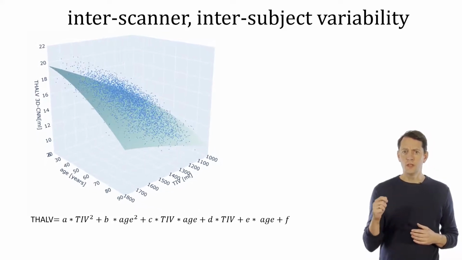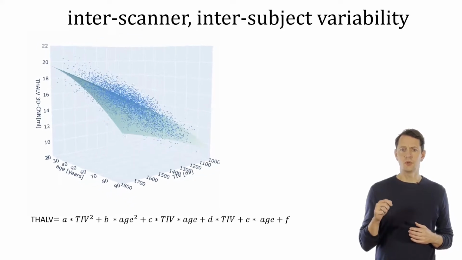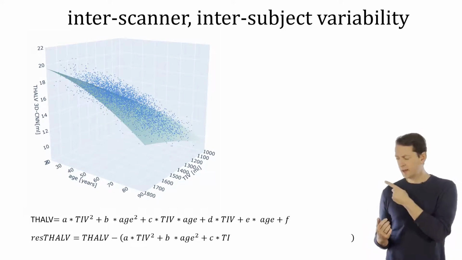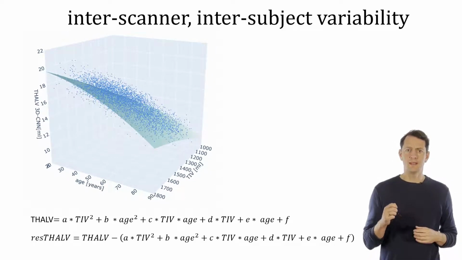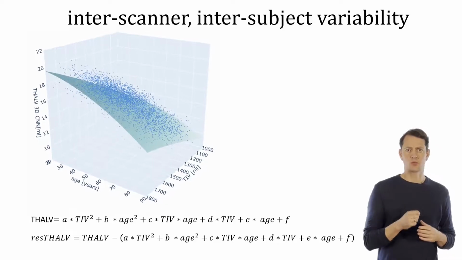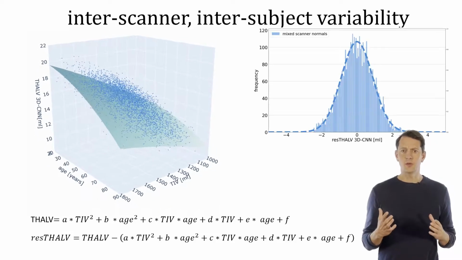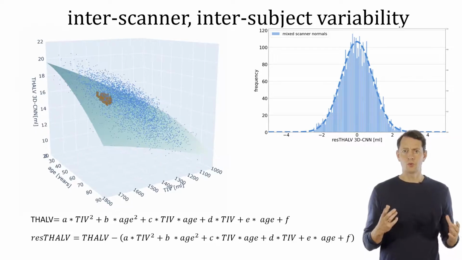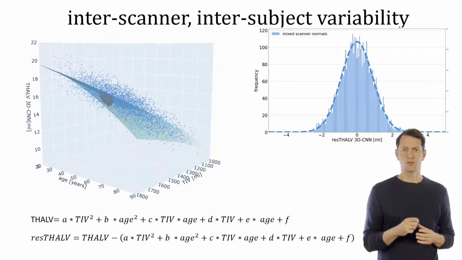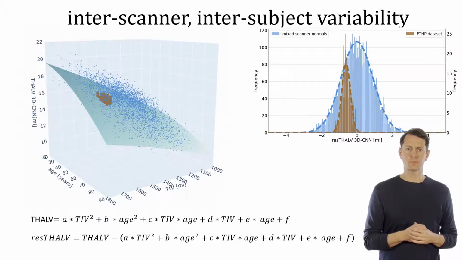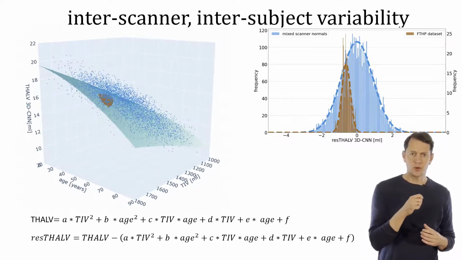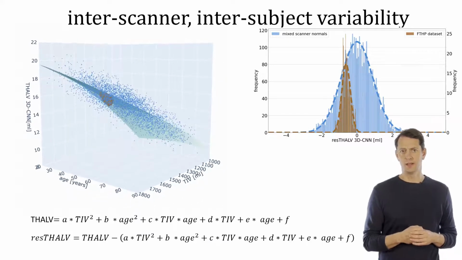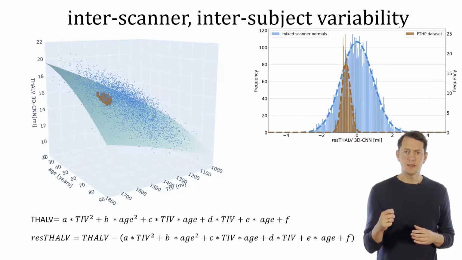Now, to remove the influence of the TIV and age, we compute the distances for all points to that surface. The resulting distribution reflects the inter-scanner and the inter-subject variability. Let's now plot the FTHP data within that normal database. We also compute the distances to the same surface and get a second distribution. The size of the second brownish distribution represents the inter-scanner variability, since it is the thalamus of the same healthy person.